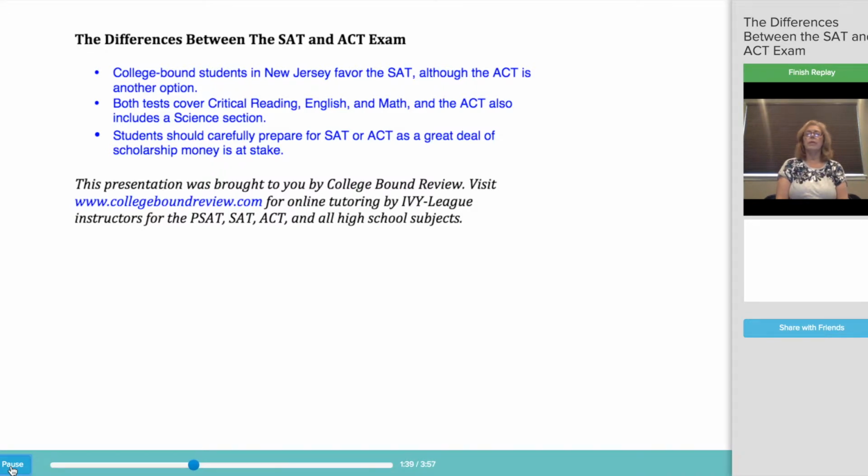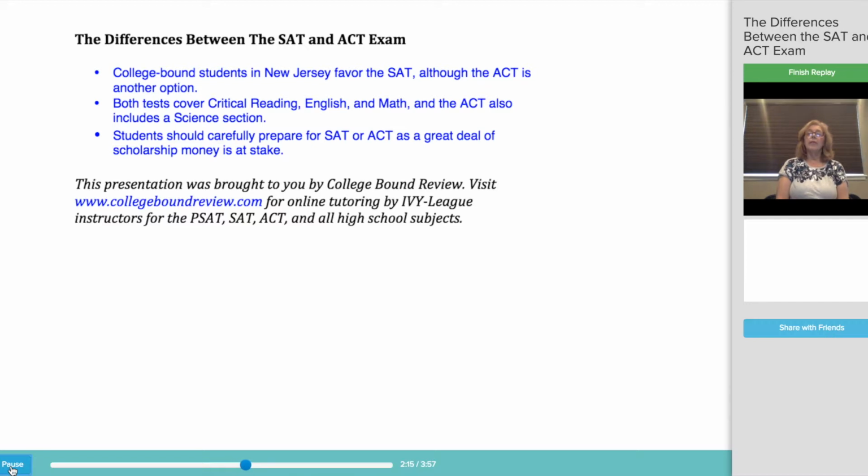So what's the difference? With the redesign of the SAT, both tests are now remarkably similar in that they both have one critical reading section and one English section, where students identify grammatical errors. They also both offer students an optional essay. The main difference is that the SAT contains two math sections, while the ACT has one math section and one science section filled with tables, charts, and graphs.